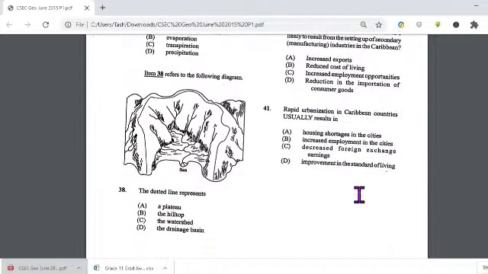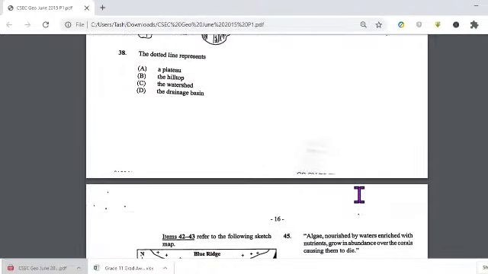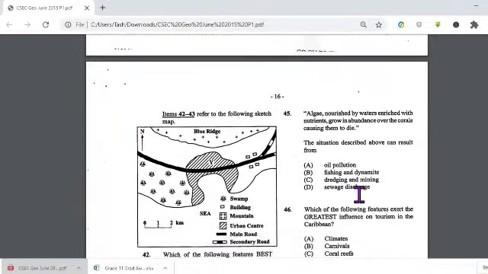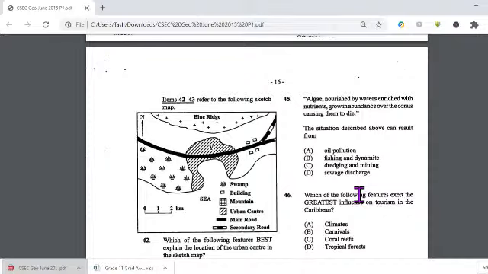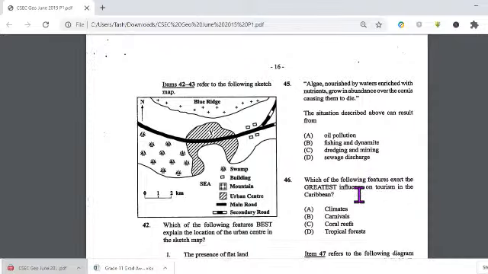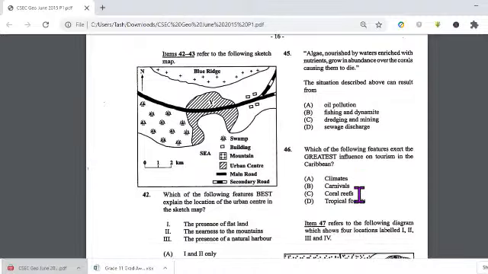So that is 41. We're moving on to 42. Look at this diagram here. 42 to 43 refers to the following sketch map. Which of the following features best explain the location of the urban center in the sketch map?